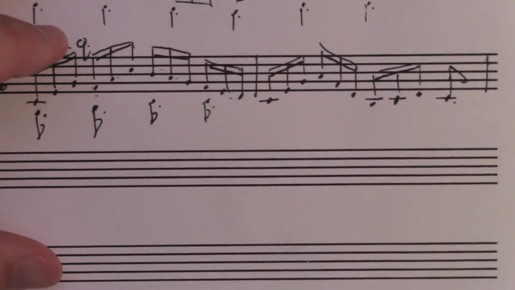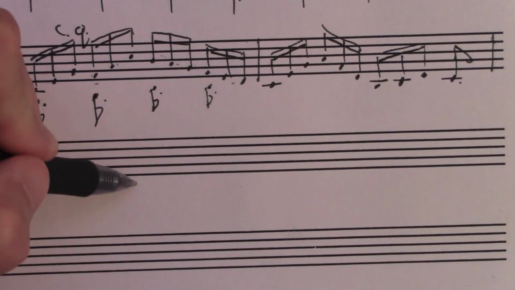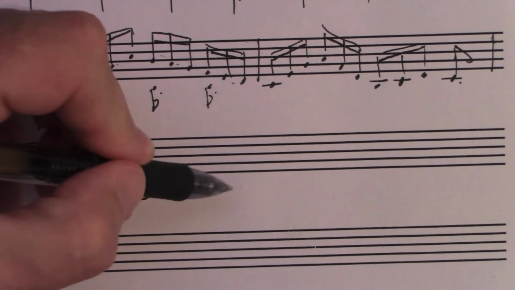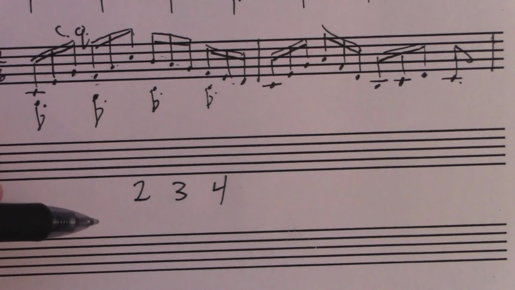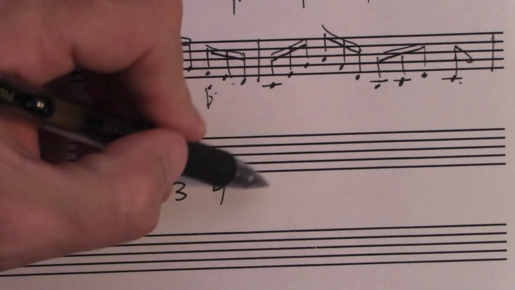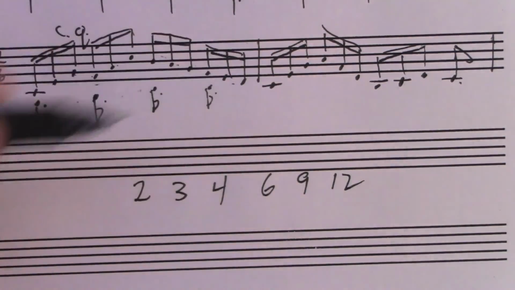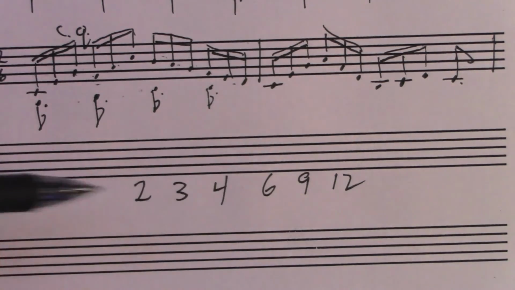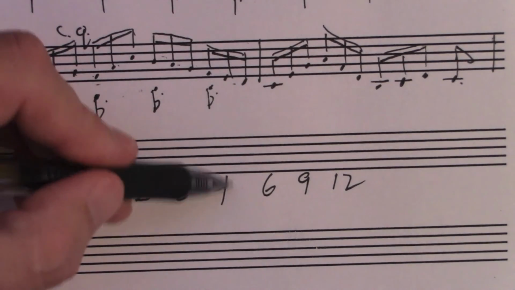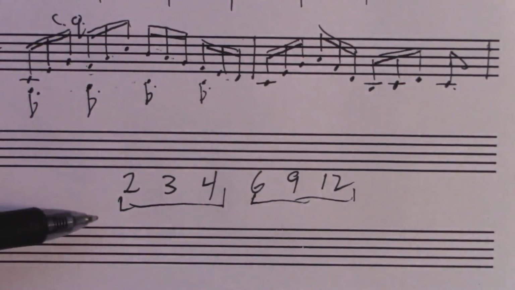Okay. So simple meter, the top number was 2, 3, or 4. Compound meter, the top number is 6, 9, or 12, which, as you can see, 2 times 3 is 6, 3 times 3 is 9, right? Simple meter, compound meter.